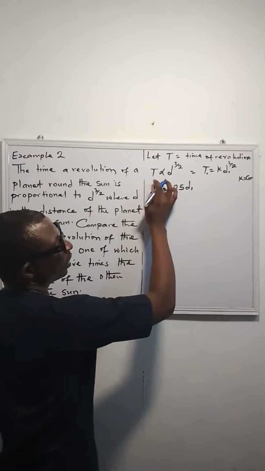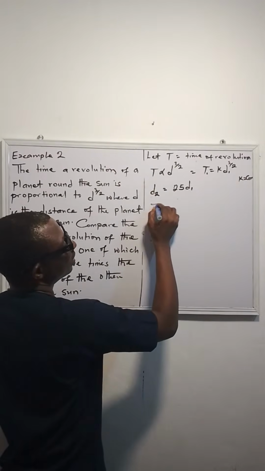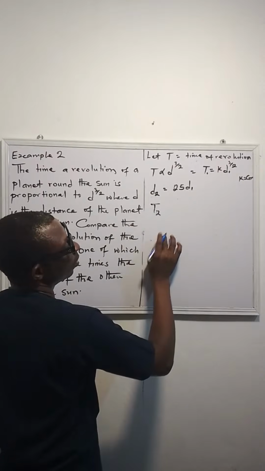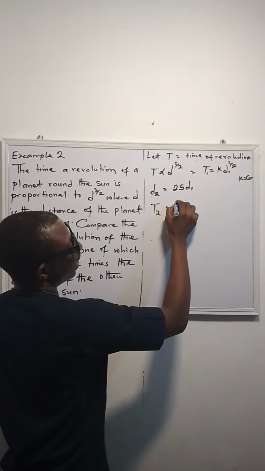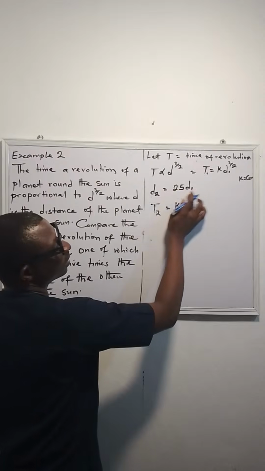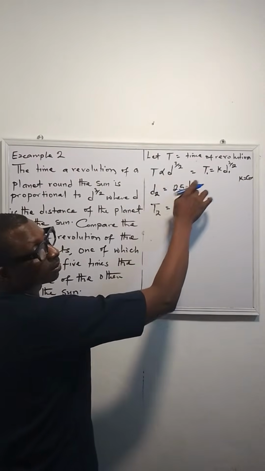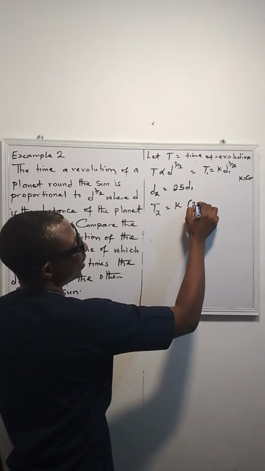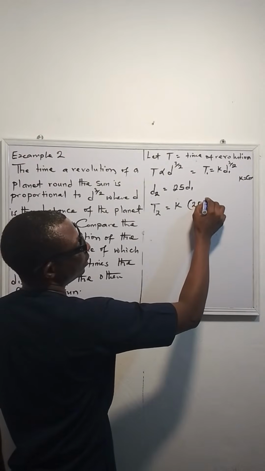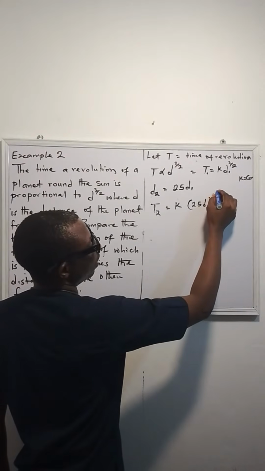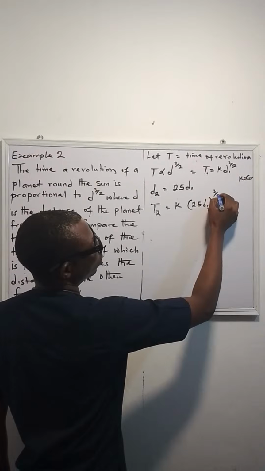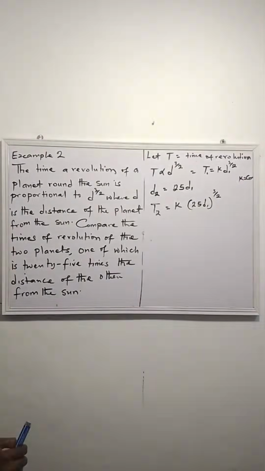Now, let us get the time of revolution of the second planet, making use of this variation. We have T2 equals k, and this is now the distance, so it's going to be 25 d1 raised to the power of 3 over 2. Do you get that now?